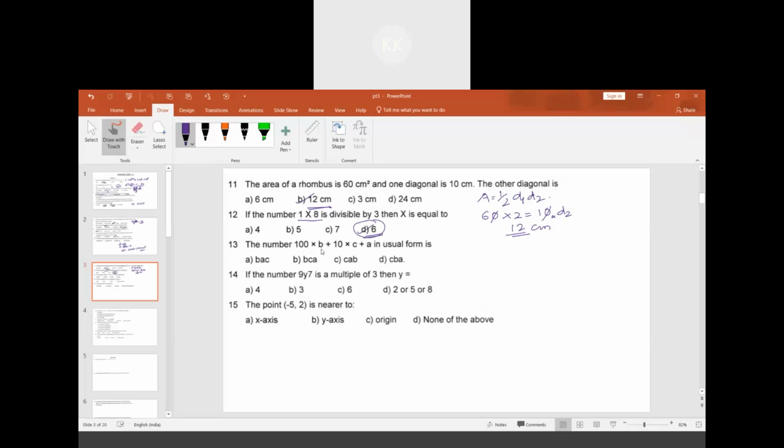Here 100 times of B, 10 times of C, and 1 times of A. Option B, BCA. Such a simple question, many did not write.